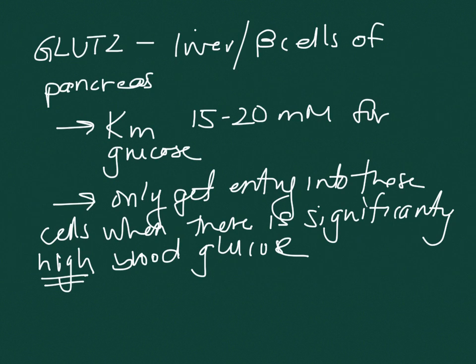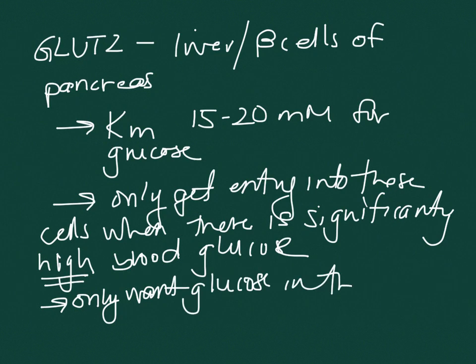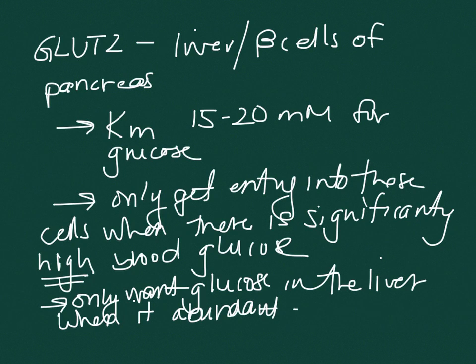The pancreas can sense the glucose level and accordingly adjust the rate of insulin secretion. The high Km value of GLUT2 also ensures that glucose rapidly enters liver cells only in times of plenty. So we only want glucose in the liver when it is abundant, because then we can make glycogen. We do not want to make glycogen if we don't need to, if we need that blood glucose.